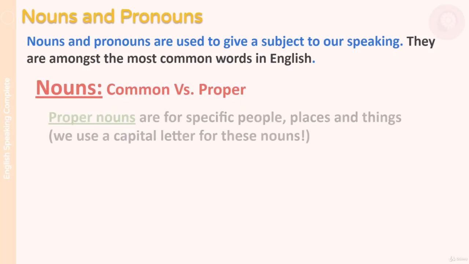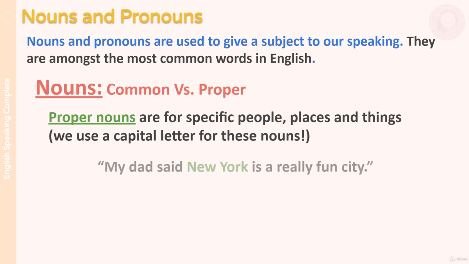Okay, let's take a look at proper nouns. So these are used when talking about a specific person, place, or thing. And this is where in writing we must use capital letters. Of course, in speaking we can't indicate the use of capital letters.